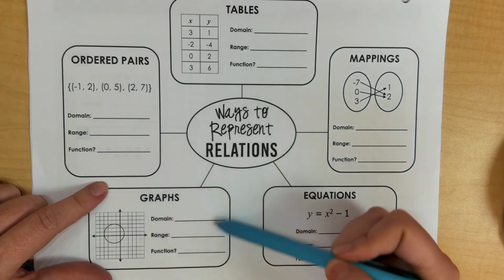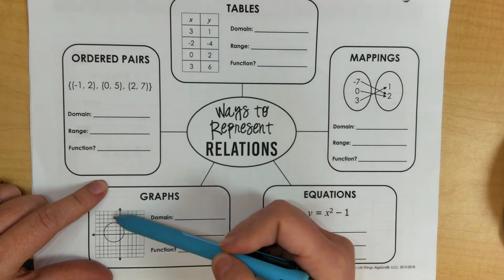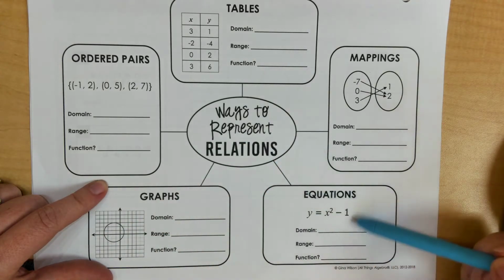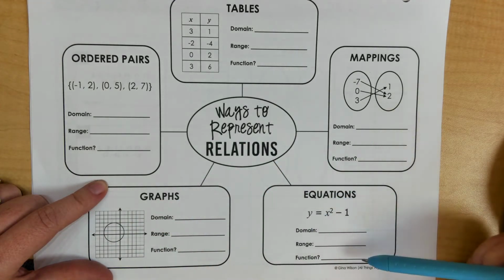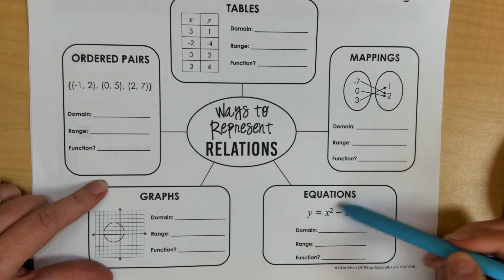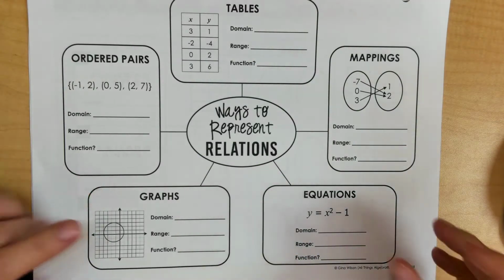We use graphs for both discrete and continuous relationships. So sometimes it's just points, sometimes those points are connected. And then for equations, a lot of times these are going to be our continuous graphs where we're going to connect those dots and create these lines or curves. And so these are all the different ways that we can represent relations.